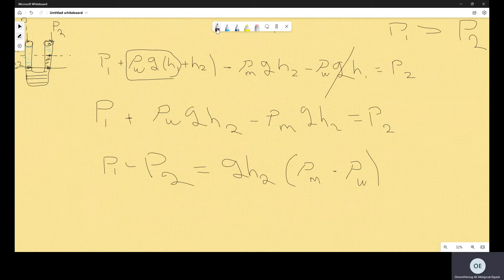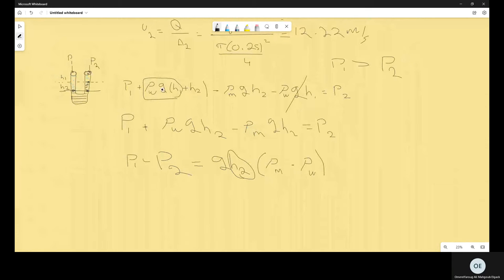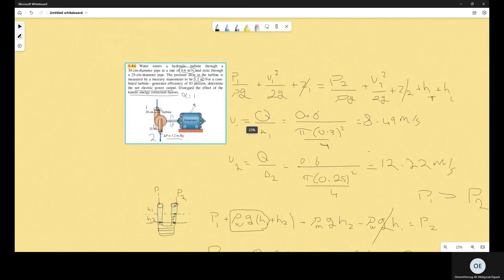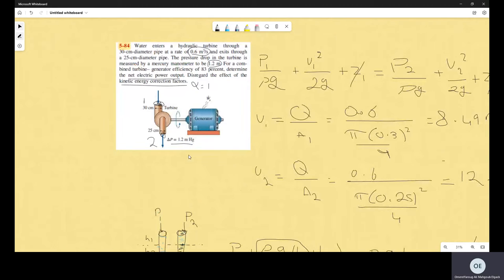Now, what you are given in the question, the 1.2 meter is this one, the height difference. So you need to convert it into pressure difference. So here, delta P is equal to 9.81, the gravitational acceleration, multiplied by H2, which was given in the question, 1.2, and then you will subtract the density of mercury minus the density of water.